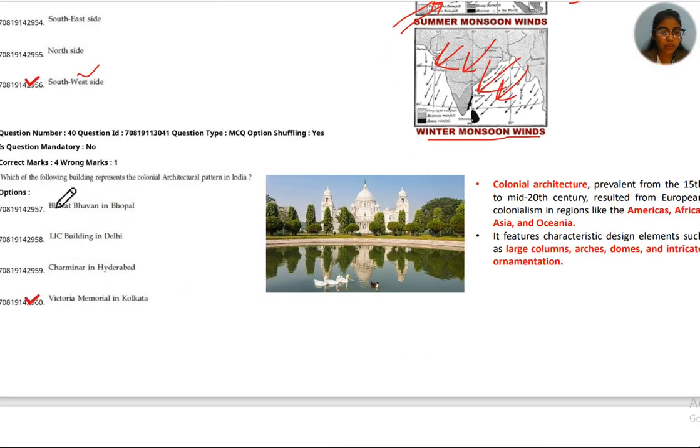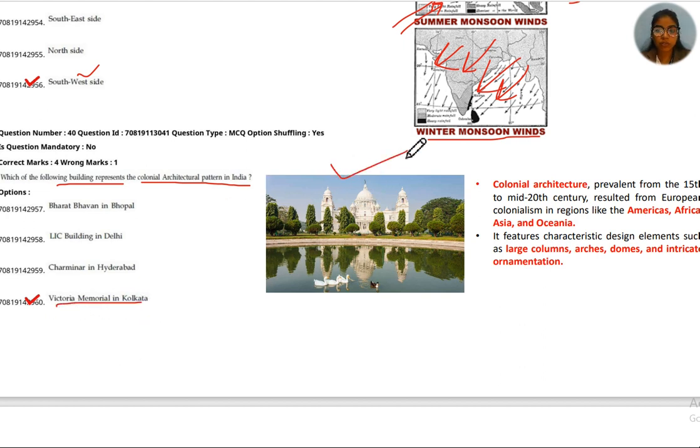So now coming to the next question. Which of the following buildings represents the colonial architecture pattern in India? So the names of the buildings are given to you and you have to tell which building follows the colonial architectural pattern in India. So the first option which you have is your Victoria Memorial in Kolkata.